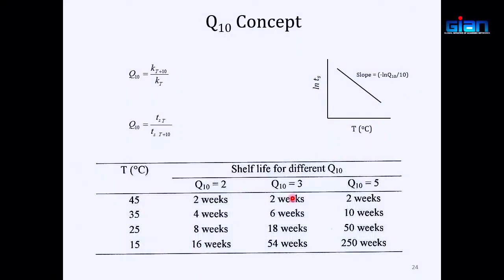So this table is showing you, for example, if your Q10 is 2, it means for every 10-degree change in the temperature, your shelf life is affected by 2 times. So at 45, the shelf life is 2 weeks, then at 35, it will be 4 weeks, at 25, it will be 8 weeks, and at 15, it will be 16 weeks. But if Q10 is 3, then shelf life is affected by 3 times, and if Q10 is 5, then it's affected by a factor of 5. This is how you can make use of this mathematics to calculate the shelf life at a given temperature, but also at different temperatures.